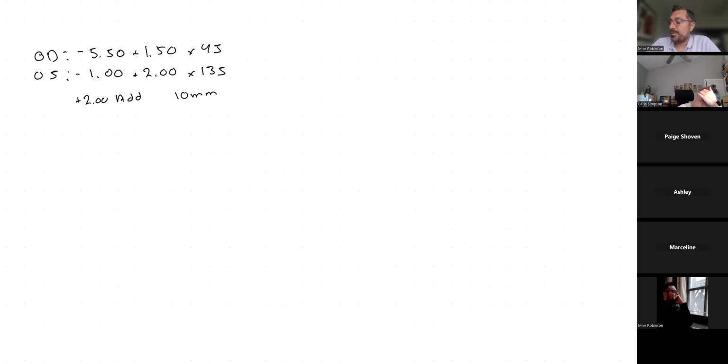The reading add for this prescription is a plus 2, and they are looking at 10 millimeters below the lens so that they can read. So I'll leave this problem up here for a minute. I'm going to go solve it on paper so that I can have the answer and not show it to y'all. And then whoever's feeling brave can jump in. And I'll give everybody a minute.